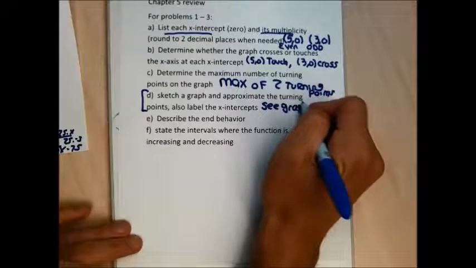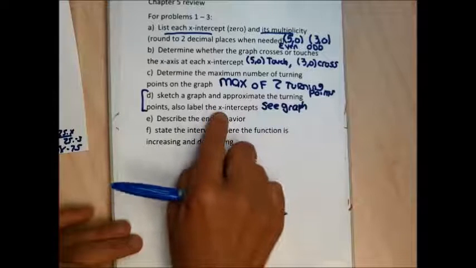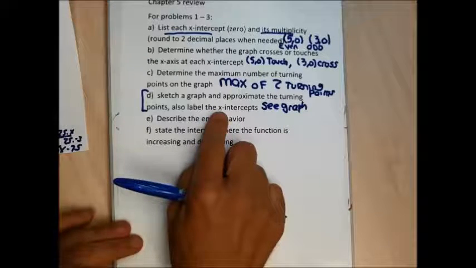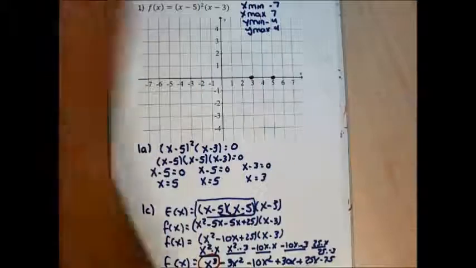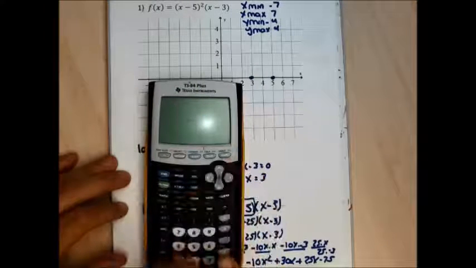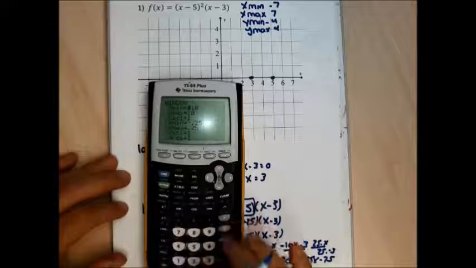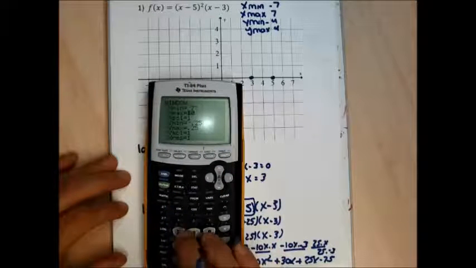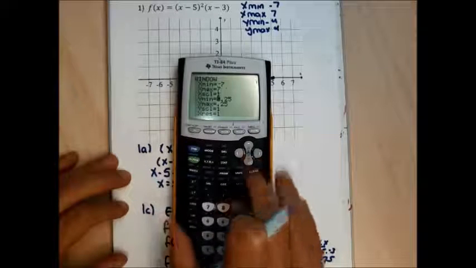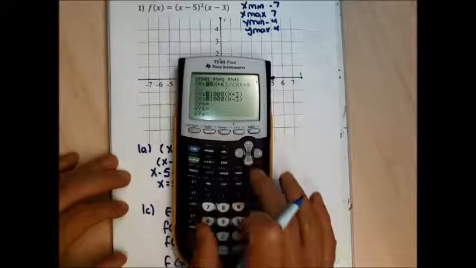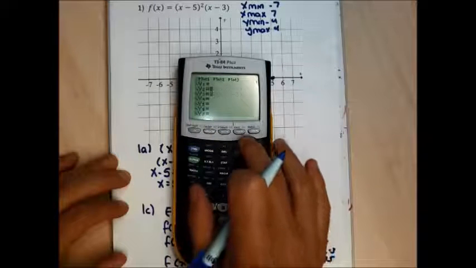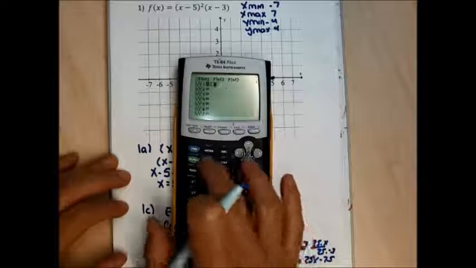On the graph, I'm going to label the x-intercepts and the turning points, and I can't do the turning points until I get this on my calculator. So part D is to sketch a graph. I'm going to graph using the window that I suggested, so let me change my window from -7 to 7 for the x's and -4 to 4 for the y's. You'll be given that window on the test.